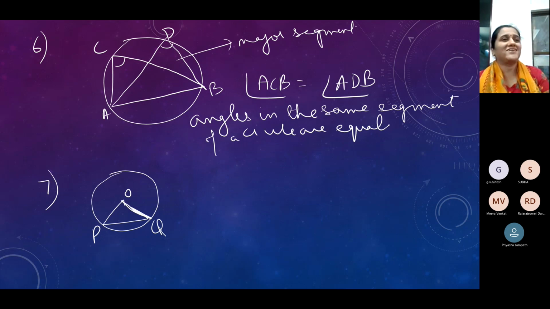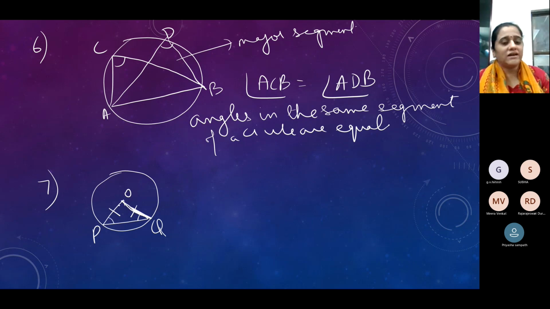It's an isosceles triangle. Why, Sneha? Because OP is equal to OQ, the radius of the circle. So that means OPQ is always isosceles, and these two angles will be equal.